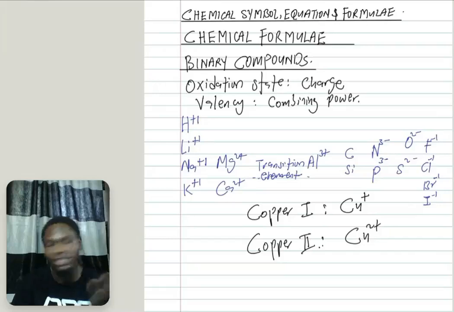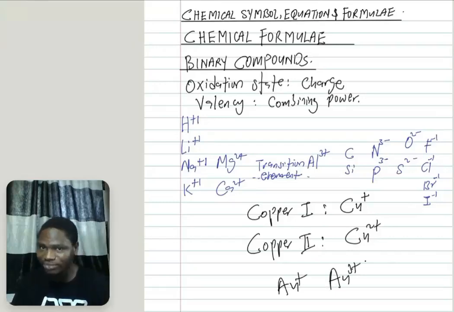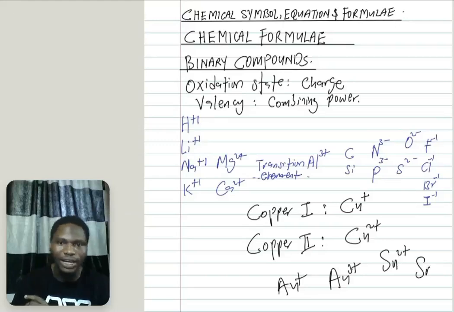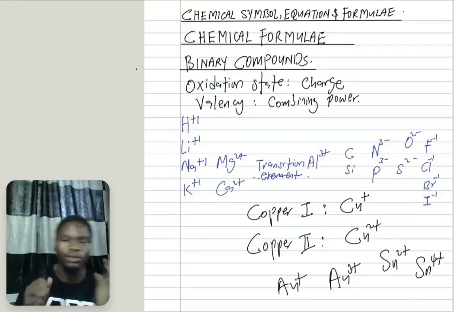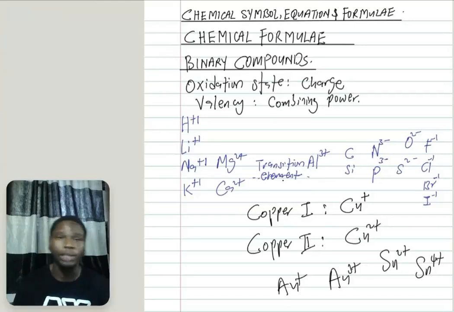So if I have gold 1, Au+, gold 3, Au3+, you can see tin 2, Sn2+, tin 4, Sn4+. You can see tin 2, tin 4. So you have to specify that. So make sure you write all these down, and let's now learn how to write the chemical formula.